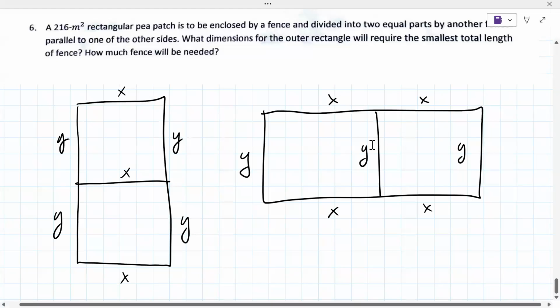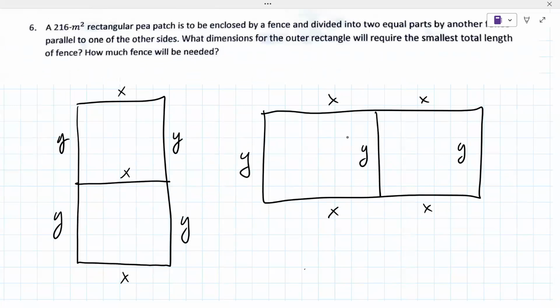Okay. So the one on the right here, we know that the total area is 2x times y, and that's 216. Is that clear? Yep.